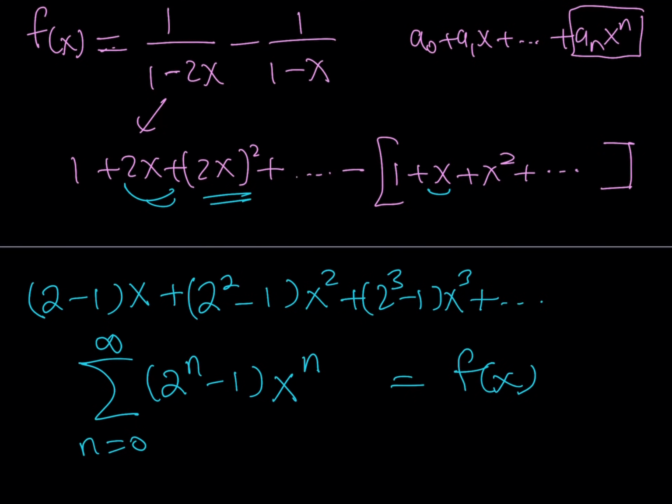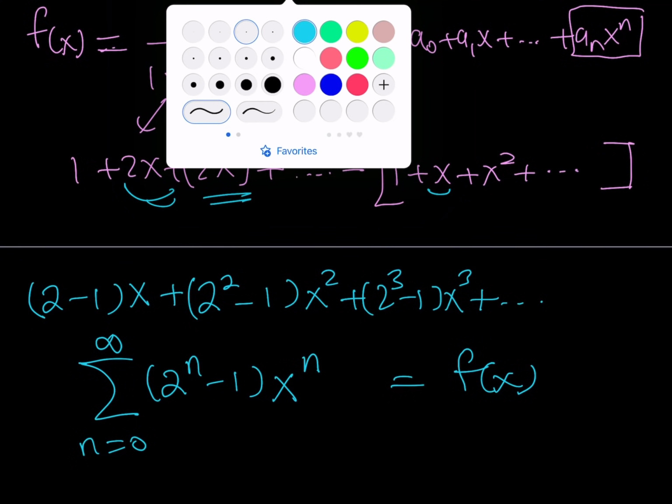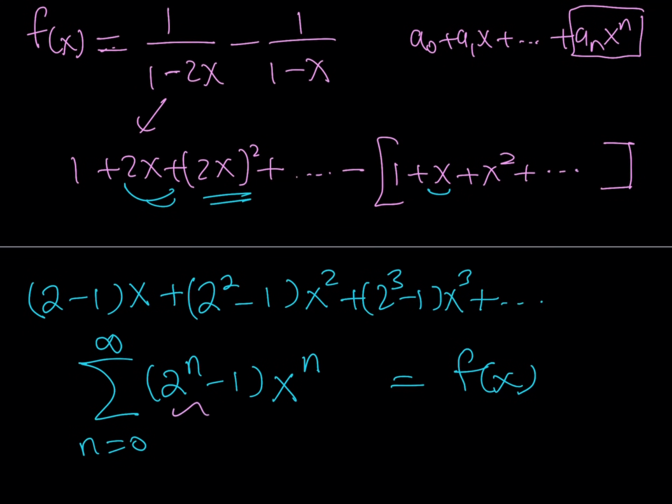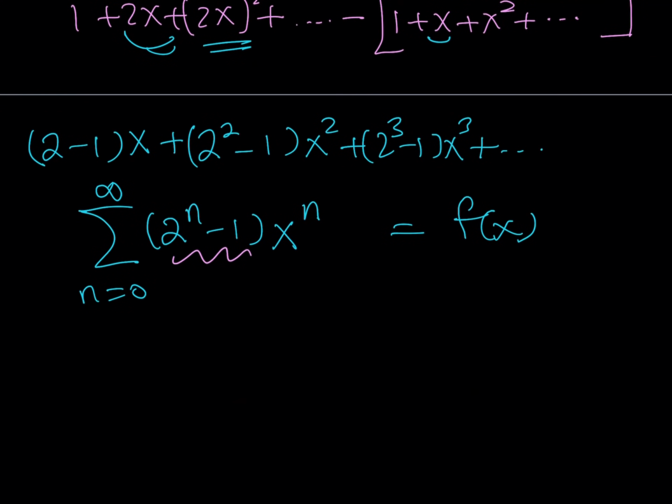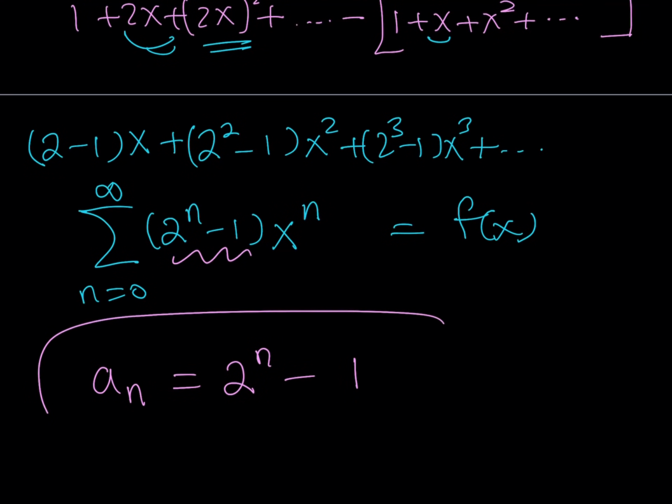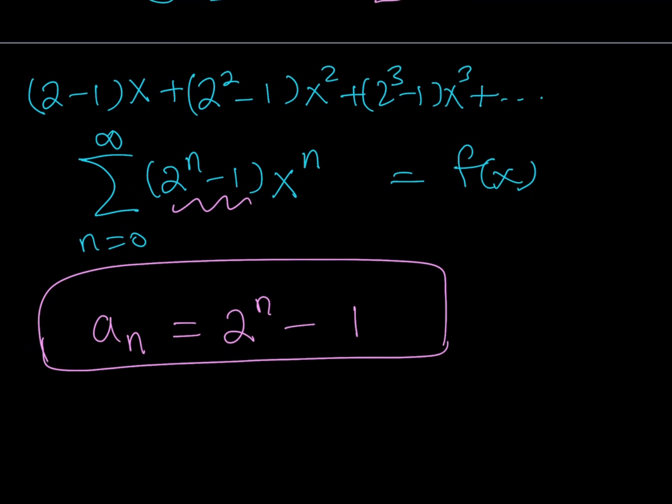And guess what? The coefficient of x to the power n is going to give us our sequence. So our sequence that we were trying to solve is 2 to the power n minus 1. All right? Now let's go ahead and take a look at our original sequence and see how it relates to the result that we found.